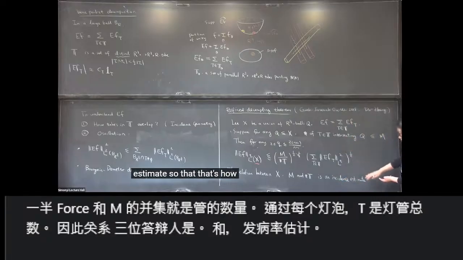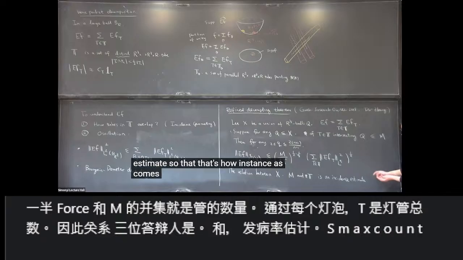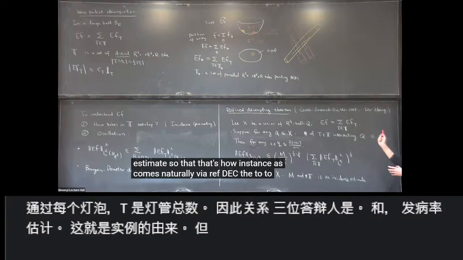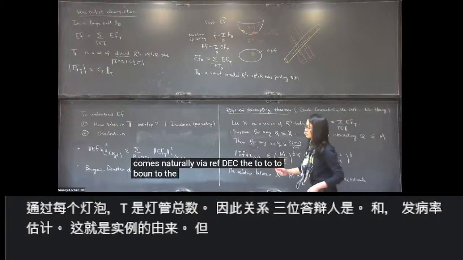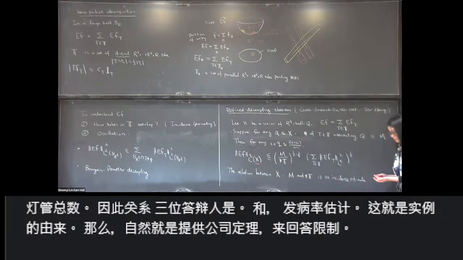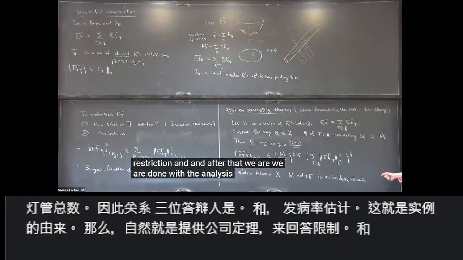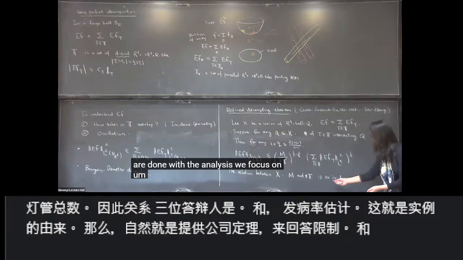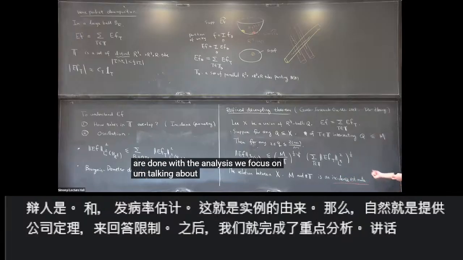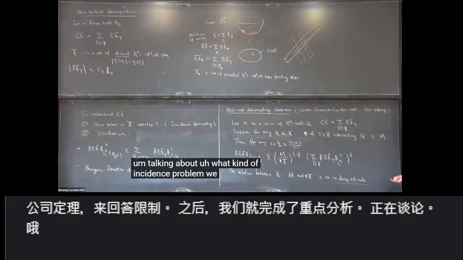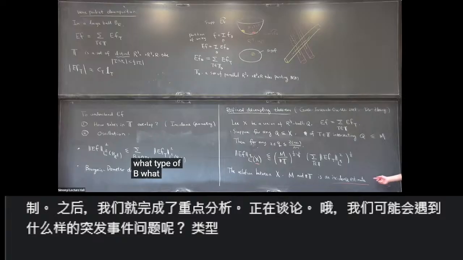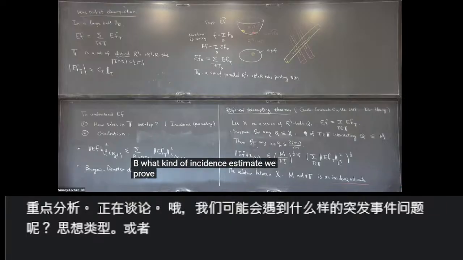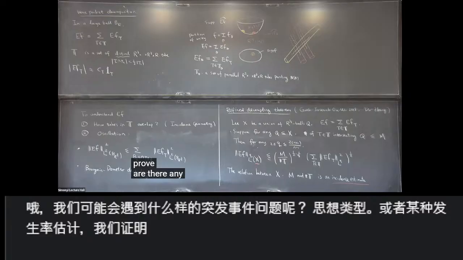So that's how the incidence estimate comes naturally via the refined decoupling theorem to bound the restriction. And after that, we are done with the analysis. We'll focus on talking about what kind of incidence problem we can have and what kind of incidence estimate we prove. Are there any questions?